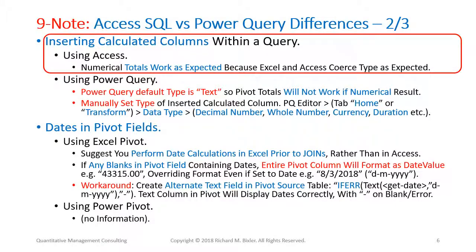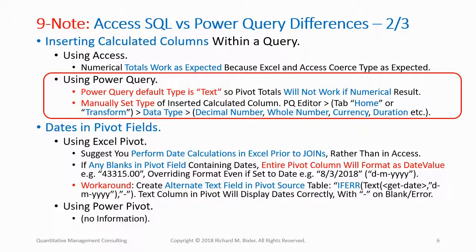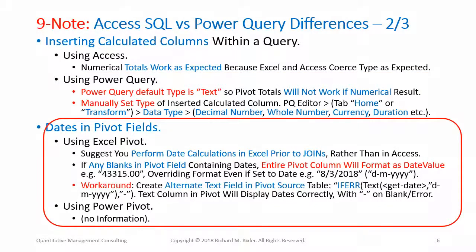Adding calculated columns within a query in Access, such as an aggregated quantity field, works straightforwardly. But in PowerQuery, the default data type is text, so pivot totals don't work without some help changing the data type. We did this in the example. In PowerQuery Editor, on tab Home or Transform, select Data Type and set a decimal number, whole number, currency, duration, and so forth.